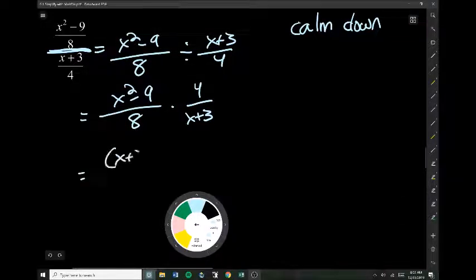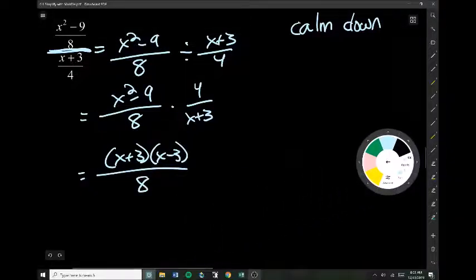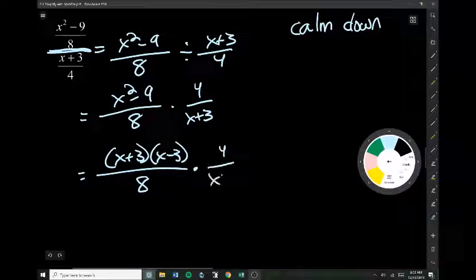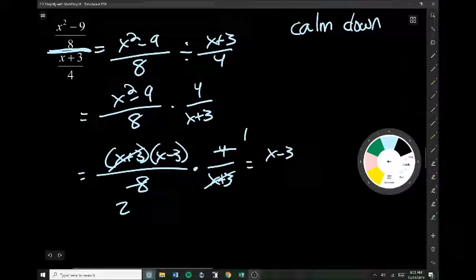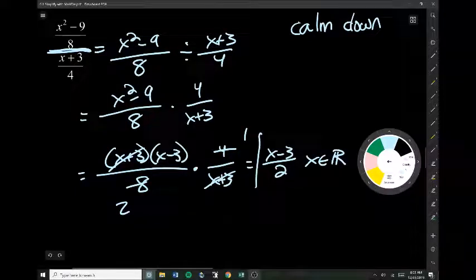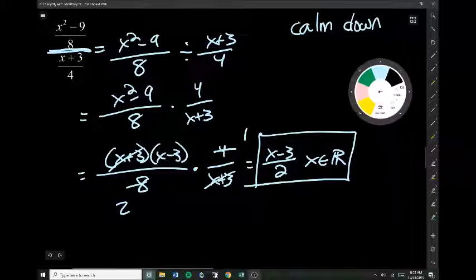You have x plus 3 times x minus 3 over 8 times 4 over x plus 3. These cancel. The 4 and the 8 can become 1 and 2. We're left with x minus 3 over 2. There's nothing that x can't be in this case. We don't have any variables on the bottom, so x can be in the set of all real numbers.